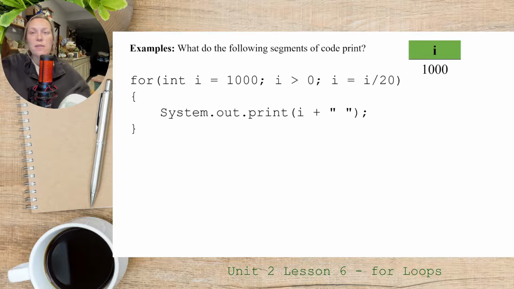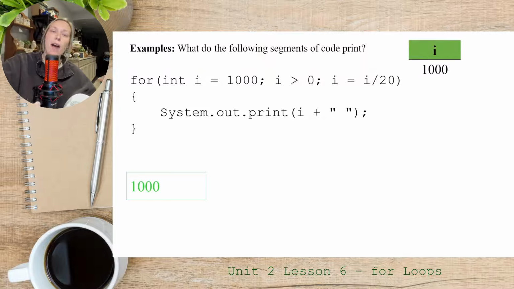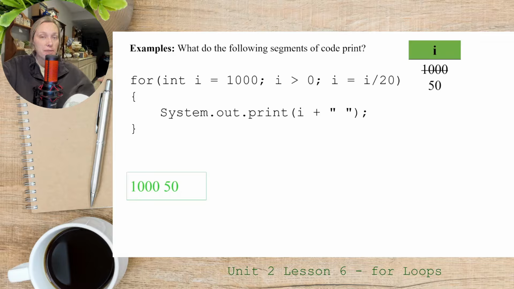But when does it reach 0? If I'm dividing a positive by a positive, it's always going to be positive. This loop is going to break when my integer division gives me 0. So let's see when that happens. Starting off, I is for sure greater than 0. So I'm going to print off 1,000, and then I divide it by 20, which gives me 50. So 50 is greater than 0, print off 50.